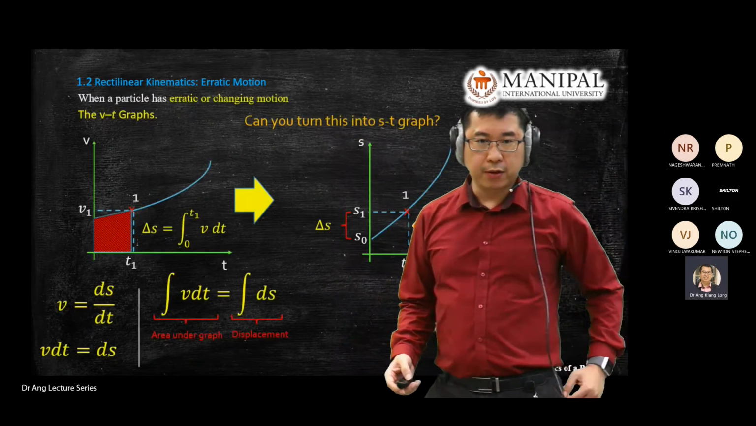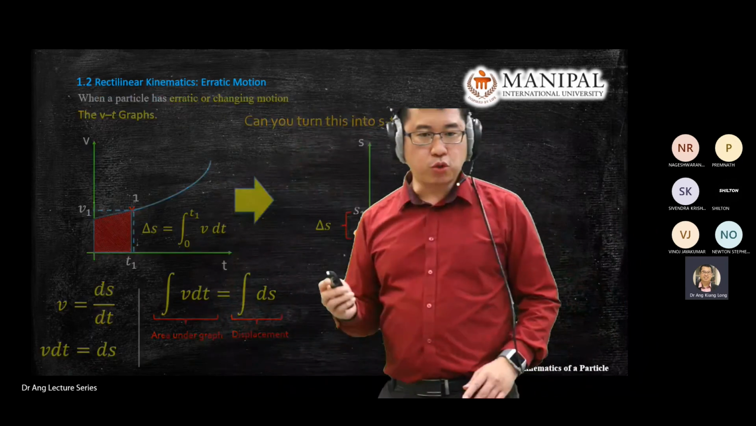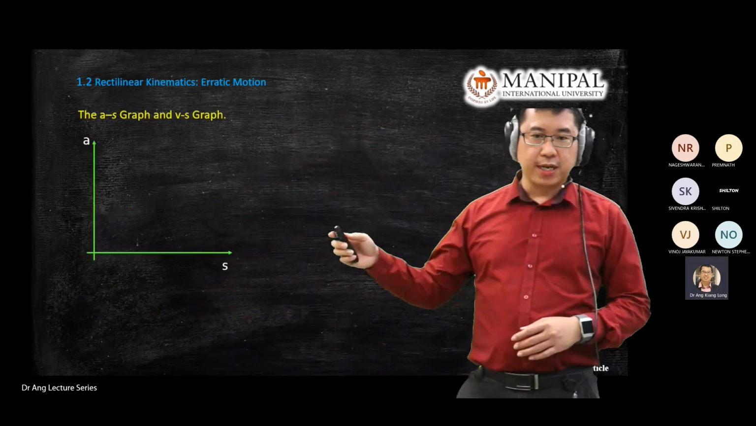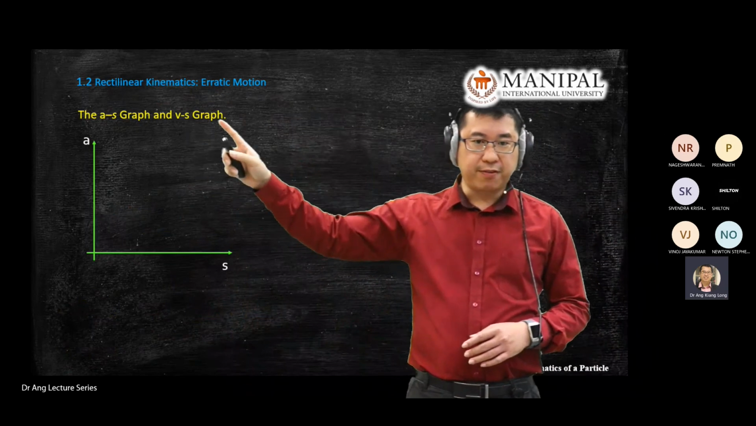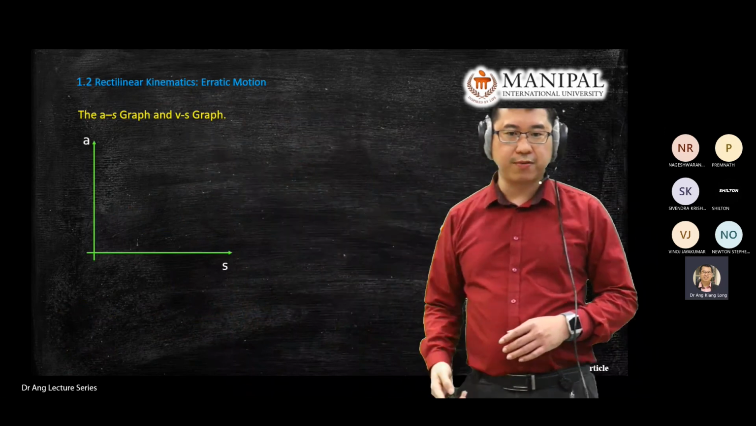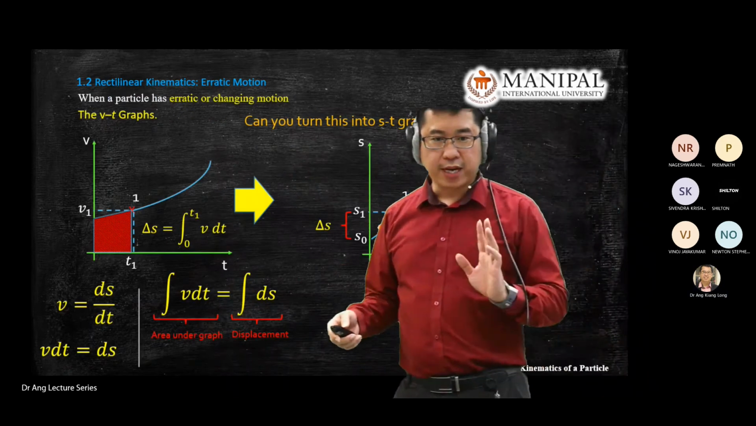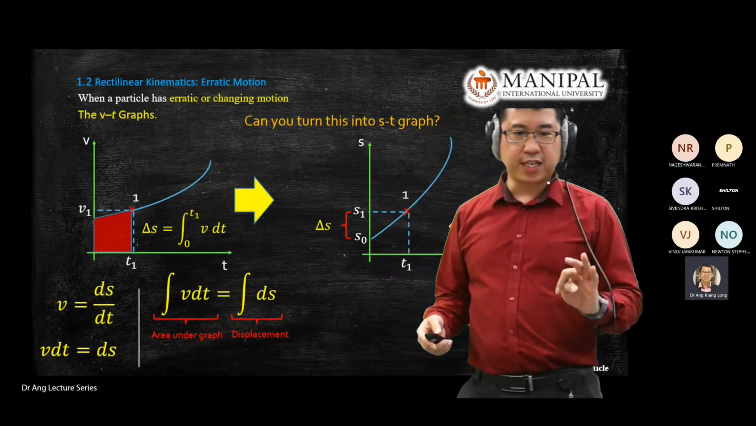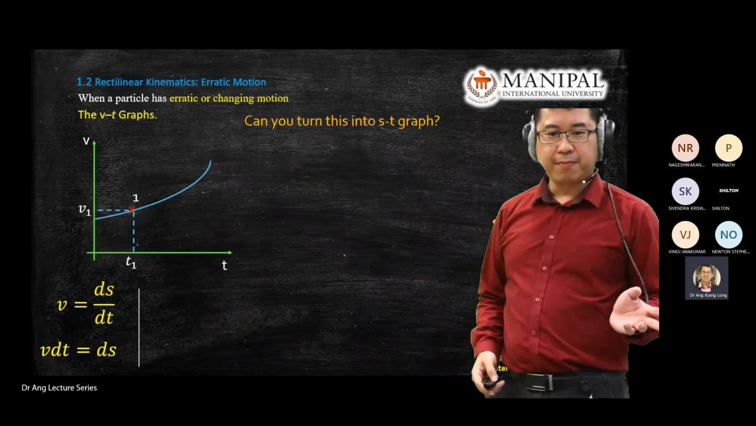Okay, I think we go for a short break. Then we continue to look at another two graphs, which are AS, acceleration versus displacement, and velocity versus displacement. We covered three types of graph just now, ST, VT, AT, and then we reversed them back and forth.